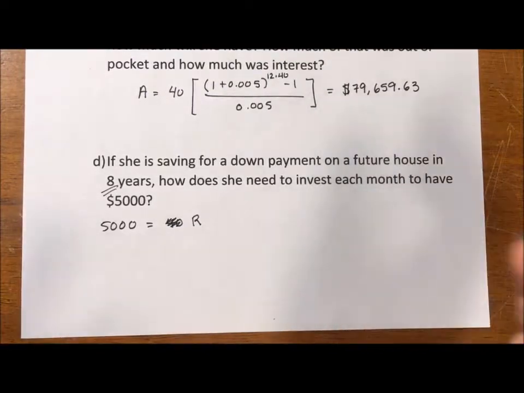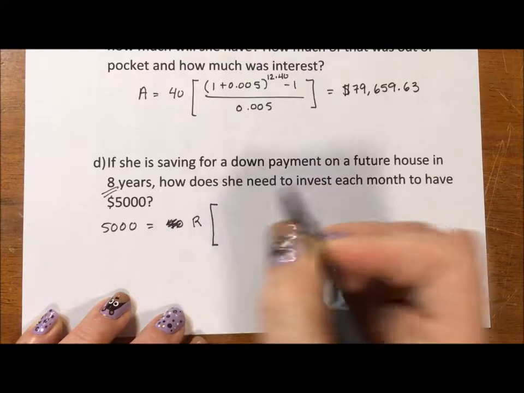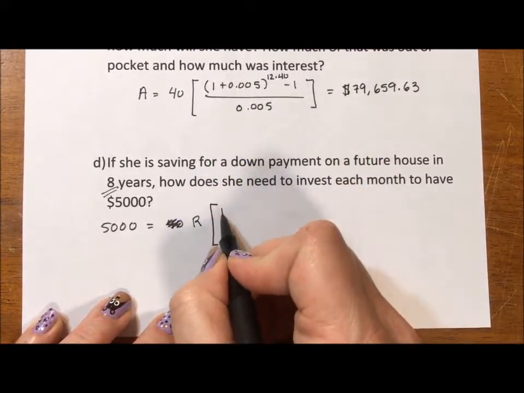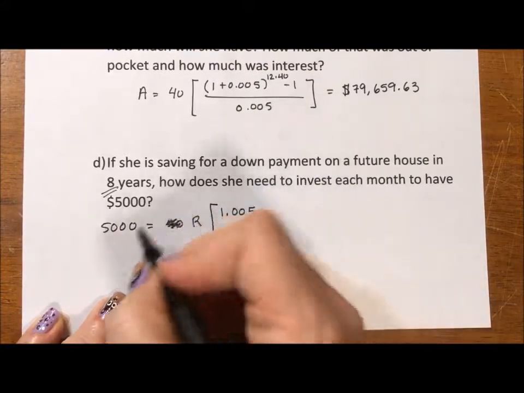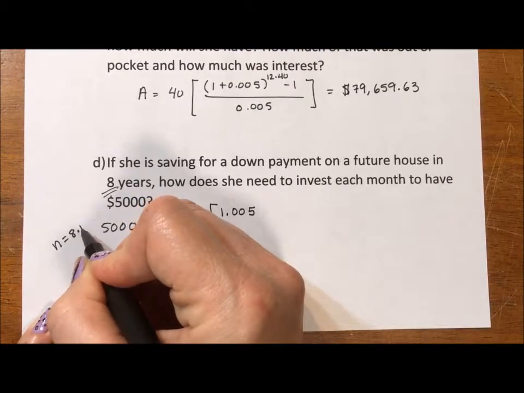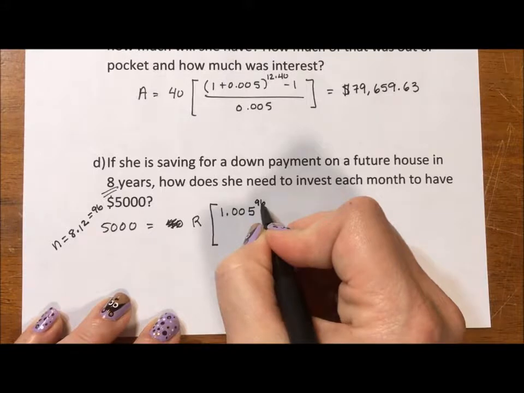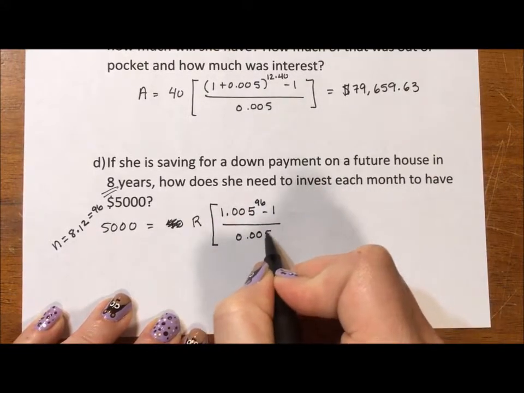So instead of saying, hey, I'm just going to put $40 away, the question is, how much do I need to put away each month so that in 8 years I can get this house? The rest of the numbers are going to be the same, so I'm going to streamline this again. It's going to be 1.005 to the, well, let's even make this better. N equals 8 times 12, which is 96. To the 96 minus 1 divided by 0.005.